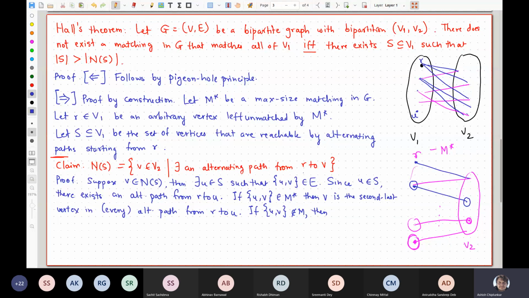So then the alternating path from R to U can be appended with V. V can be appended to the alternating path from R to U, unless V is already in the path.